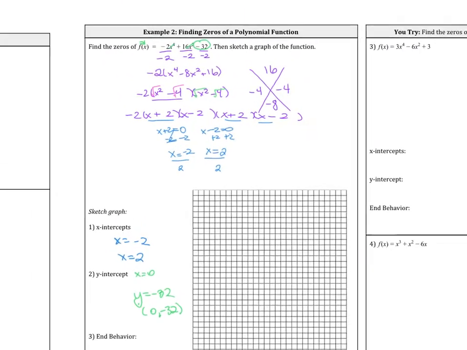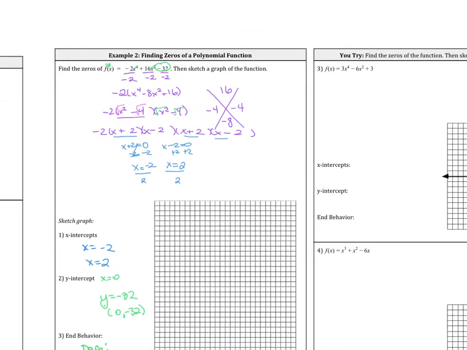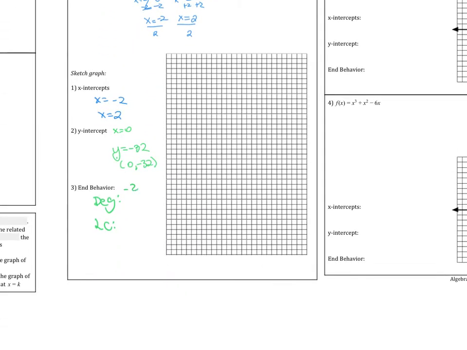The end behavior. So we look at what is the degree of the polynomial, and what is the sign of the leading coefficient. The degree is 4, so it's negative 2x to the fourth. The degree is 4, so it's even. The leading coefficient is negative. So if the degree is even and the leading coefficient is negative, are the ends going to go the same or opposite direction if it's even? Well, it goes exactly the same, and leading coefficient is negative means it points down.